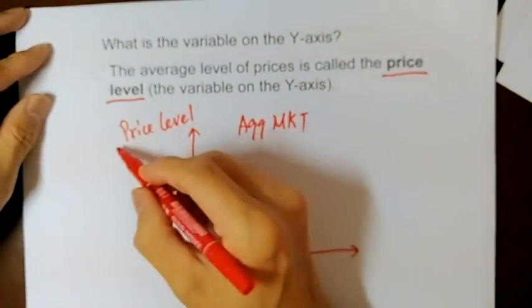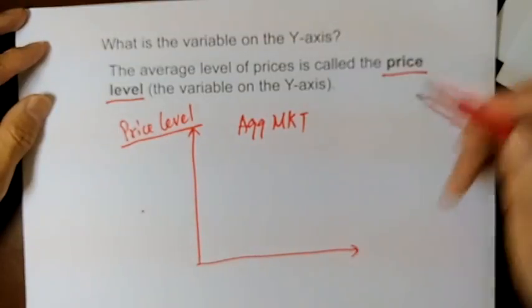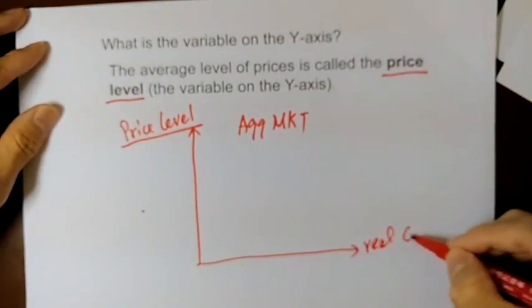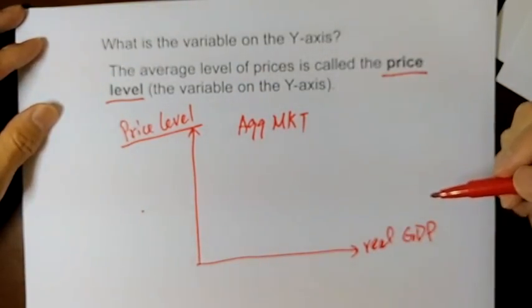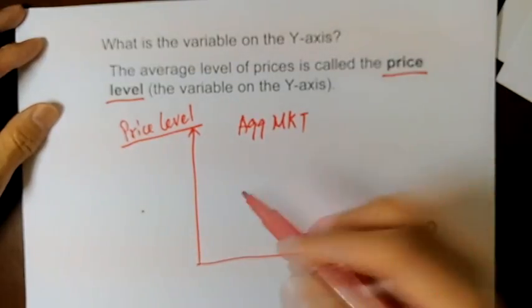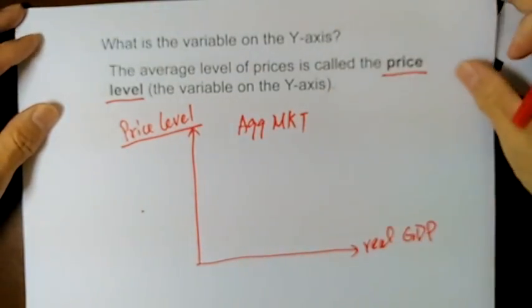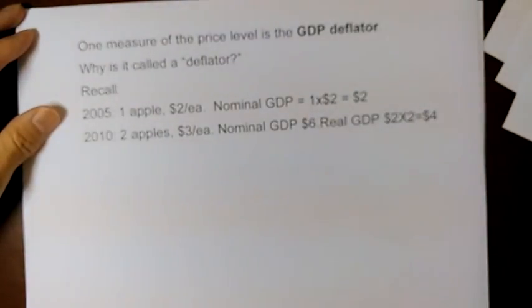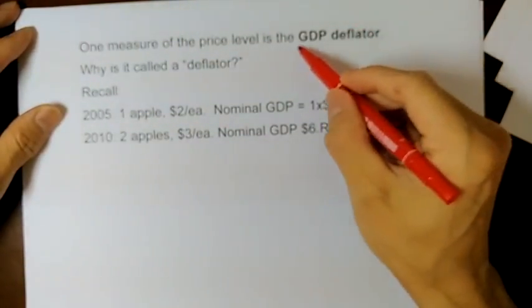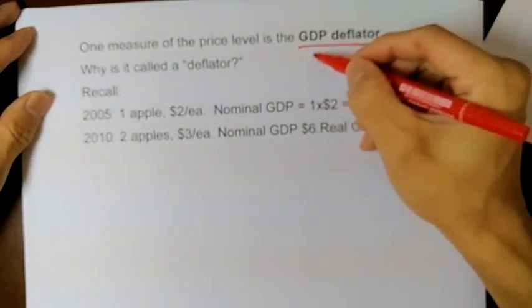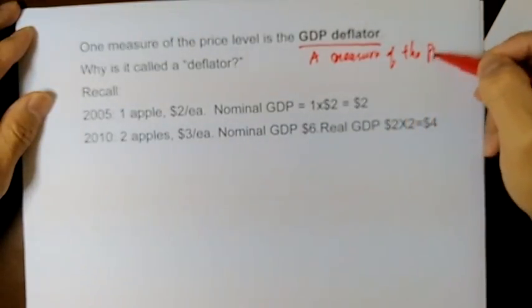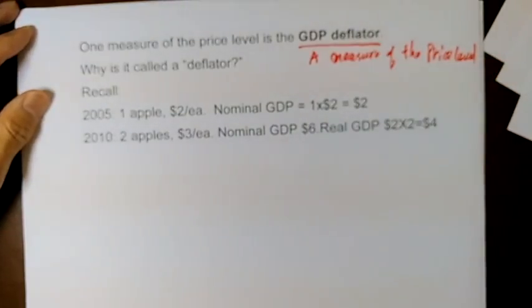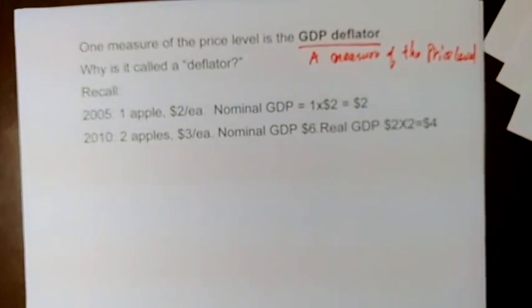Now we need a measure of the price level. Since we use real GDP to measure the quantity of the aggregate market, the most straightforward measure of the price level must be related to GDP. This is called the GDP deflator. This is a measure of the price level. And we will introduce another measure in chapter 5. But here, let's focus on the GDP deflator.